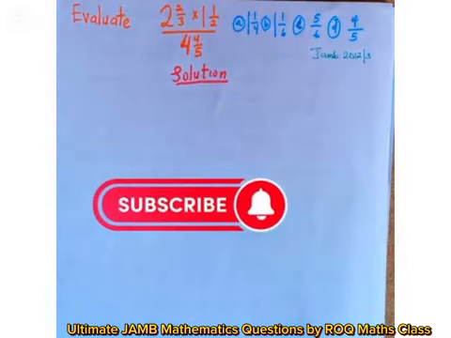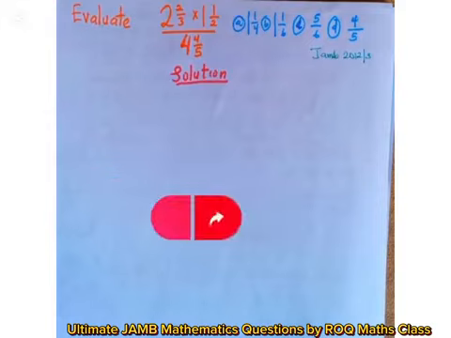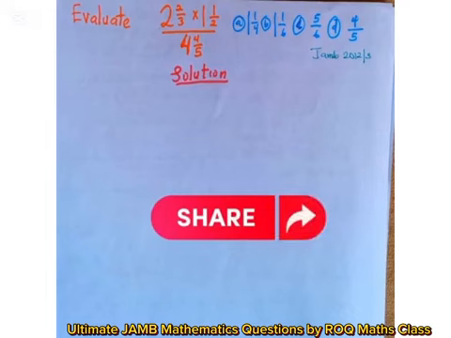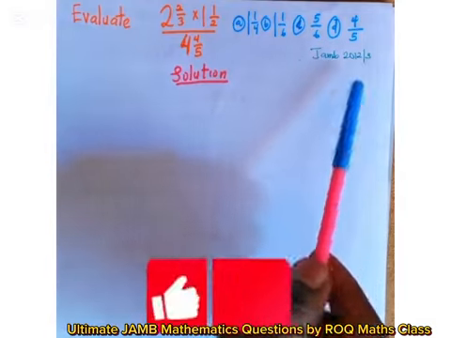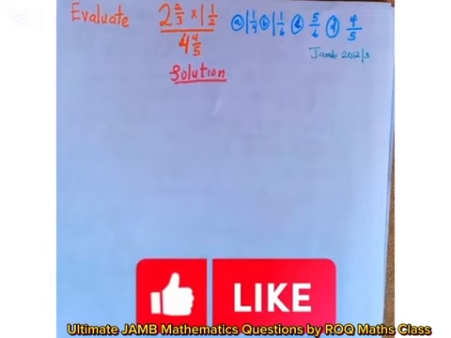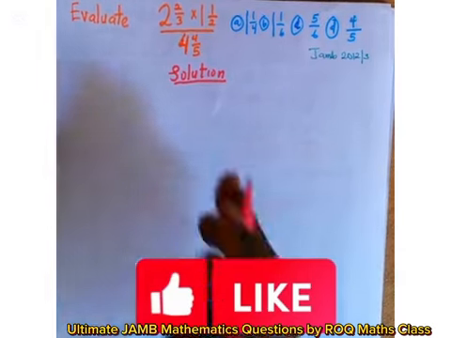Good day viewers, evaluate 2 whole number 2 over 3 times 1 whole number 1 over 2, all over 4 whole number 4 over 5. And we are given the following options. JAMB 2012 question 3. So this is the same thing as, first of all, we have to try and break this down.